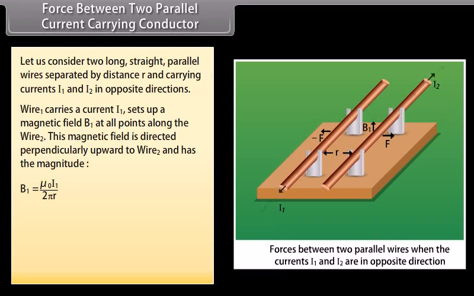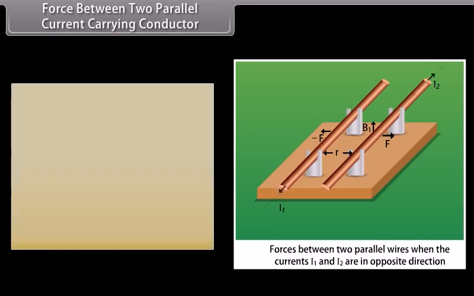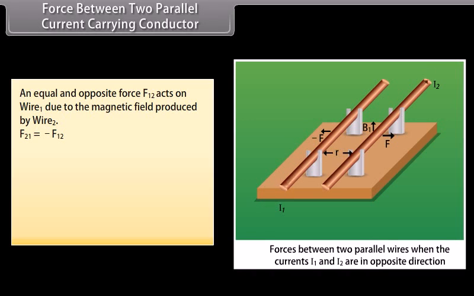by 2 pi r. The magnetic force magnitude on wire 2 due to wire 1 is given by mu naught I1 I2 L divided by 2 pi r. An equal and opposite force, F12, acts on wire 1 due to the magnetic field produced by wire 2. F21 is equal to minus F12. Consequently, the forces between the wires are repulsive.